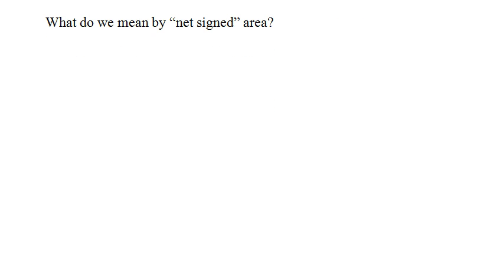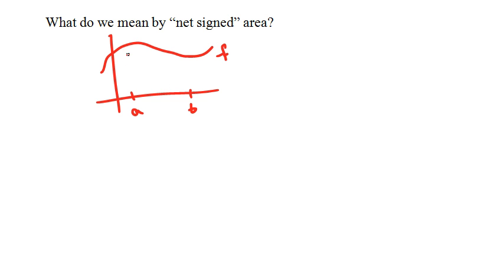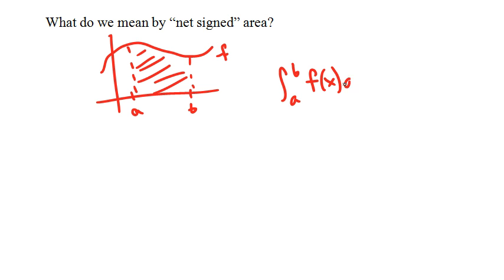So what do we mean by net signed area? If we have a positive function, meaning that it lies above the x-axis all the time, then the integral from a to b of f of x dx, the definite integral, means to find this area. So net signed area in that case just means area. The net signed area in that case is just the area.